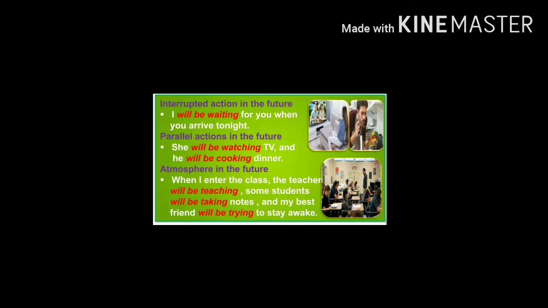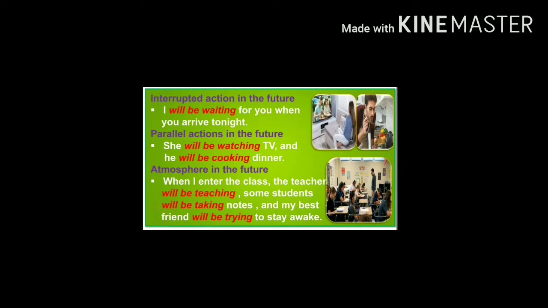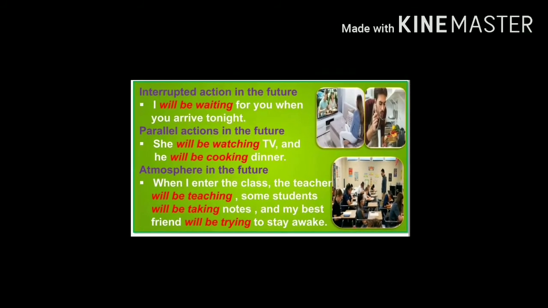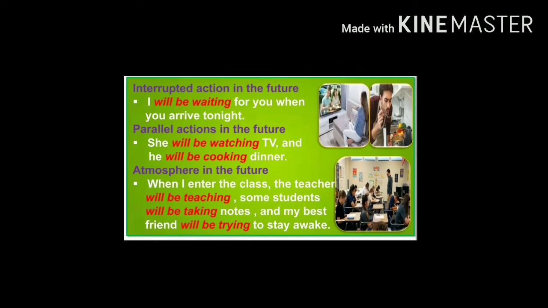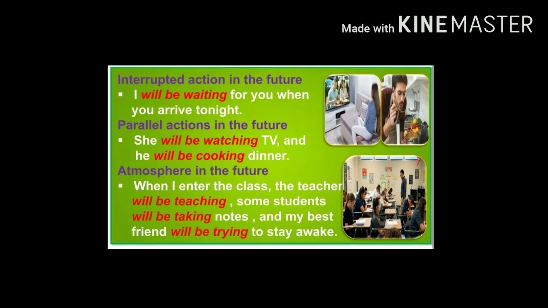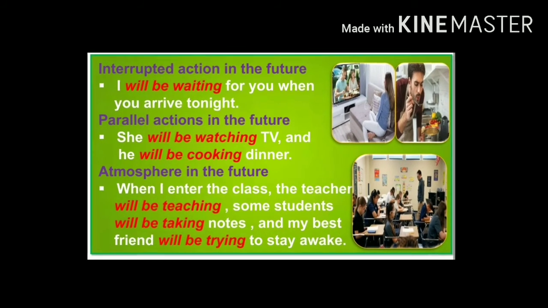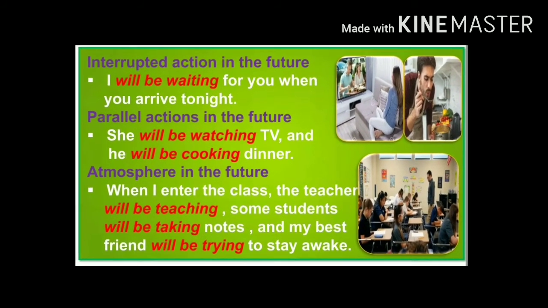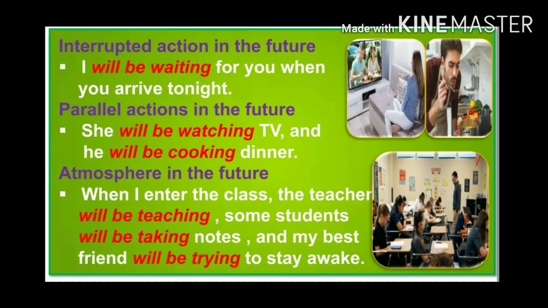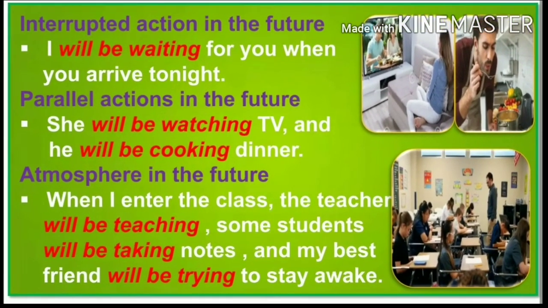Third one is interrupted action in the future. Example, I will be waiting for you when you arrive tonight. And the fourth one is parallel actions in the future. Example, she will be watching TV and he will be cooking dinner. And the last one is atmosphere in the future. Example, when I enter the class, the teacher will be teaching, some students will be taking notes, and my best friend will be trying to stay awake.